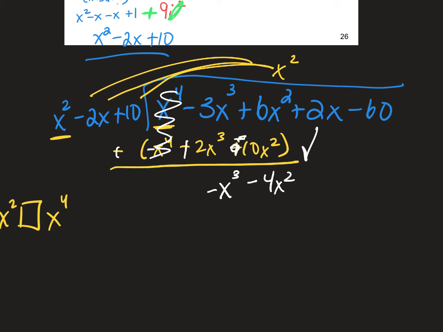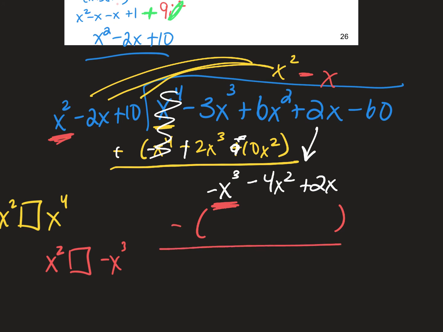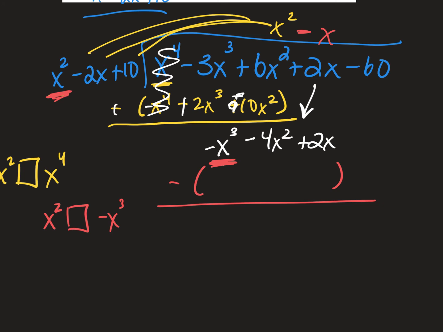And what happens to my x to the fourths? And then what do I do with the 2x? And then we do the exact same thing. Long division again. First term into first term. X squared times what gives me negative x cubed? Negative x. Get your subtraction ready. And multiply. What's negative x times x squared? Negative x cubed. What's negative x times negative 2x? Plus 2x squared. What's negative x times 10?